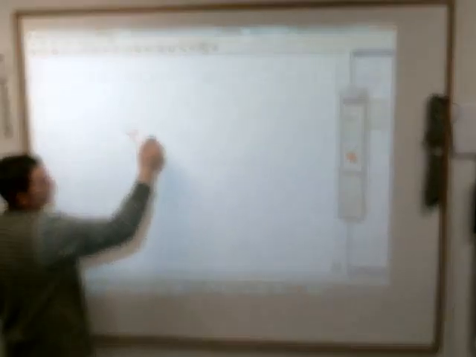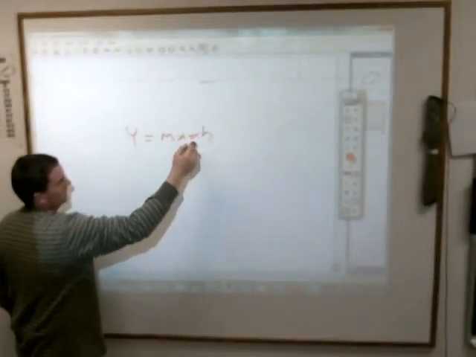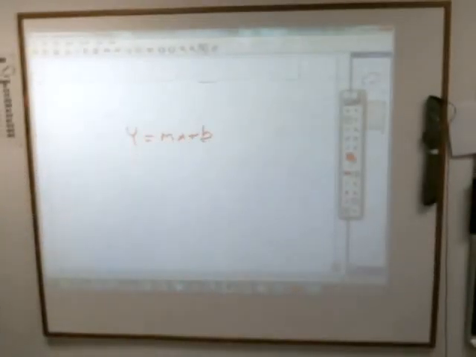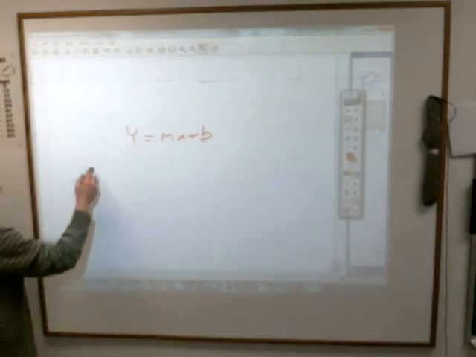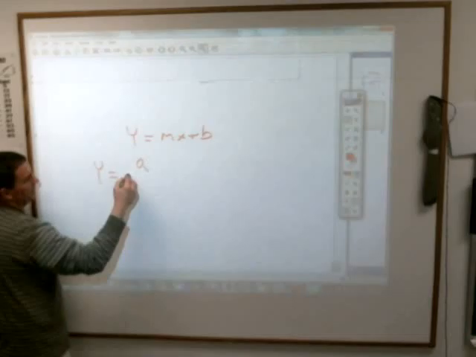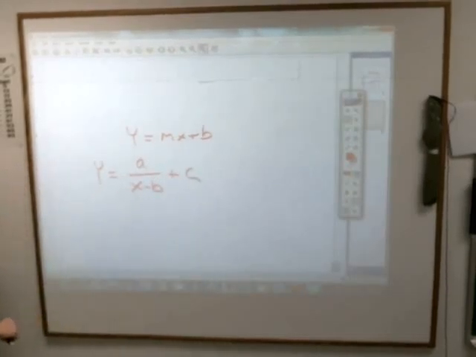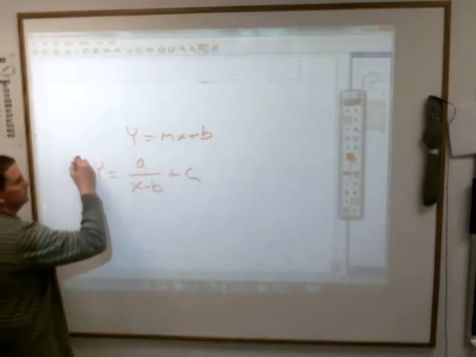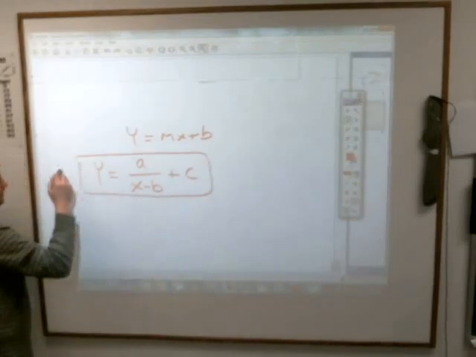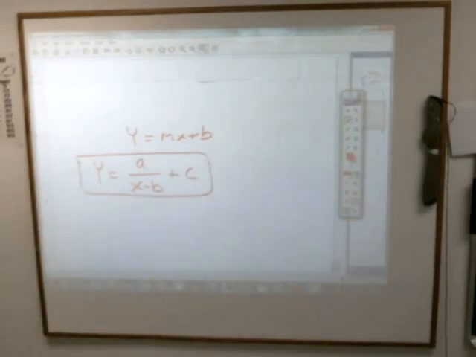Just like with linear equations, where they gave you a generic form, there's a generic form of this, and it is y equals a over x minus b plus c. That's the generic form of this rational function that we're talking about today. I don't know if it has a specific name.